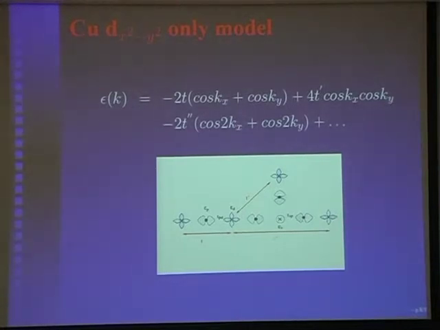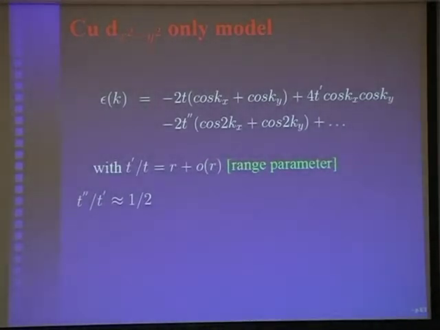And it was shown analytically by Ole Andersen and others that you can define t prime over t as a kind of range parameter, and all the higher order hoppings are basically higher order in this range parameter, with t double prime by t prime about half. So what is a nice thing: although you have so many compounds, you could bring out one single number, the range parameter, that will differentiate one compound from another compound.